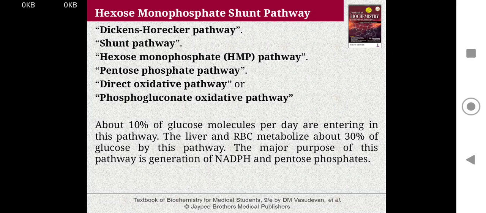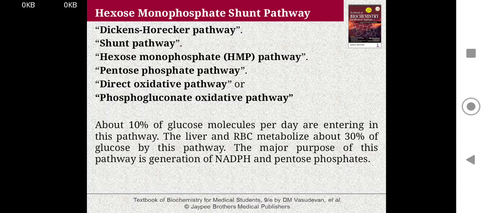In today's lecture we will discuss the HMP pathway, its clinical significance and its related disorders. The HMP pathway, hexose monophosphate shunt pathway, is also known as the Dickens-Horecker pathway, shunt pathway, hexose monophosphate pathway, pentose phosphate pathway, direct oxidative pathway, as well as phosphogluconate oxidative pathway.